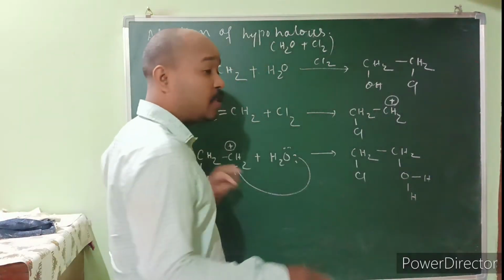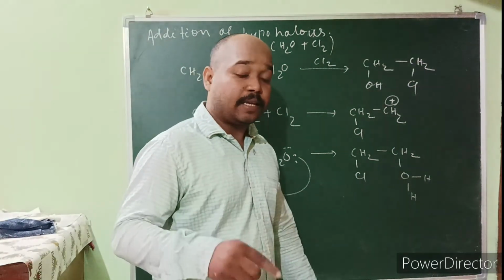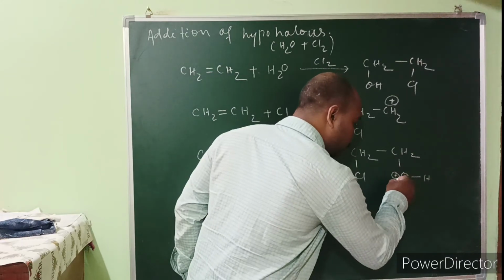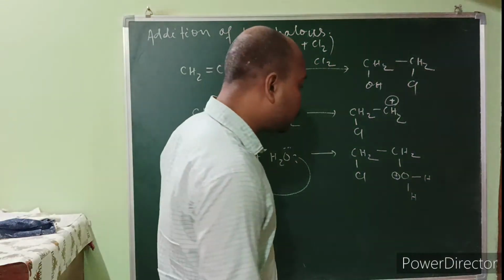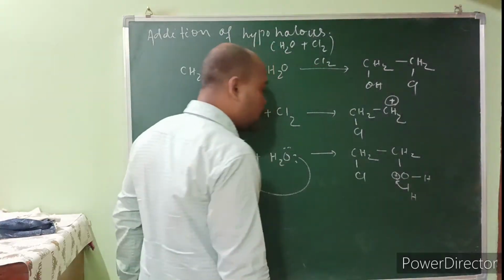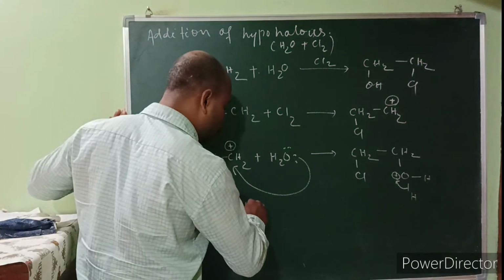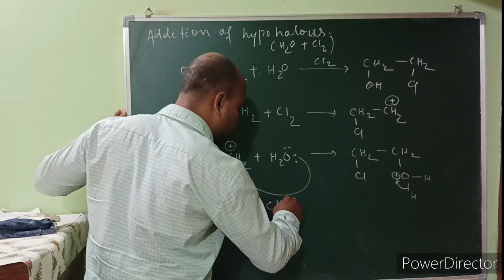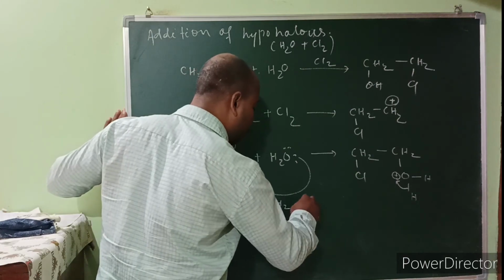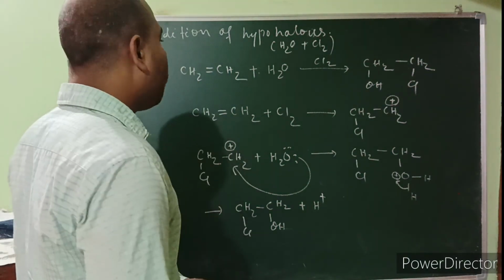Now as oxygen shares its lone pair to form a bond, the electron density decreases on oxygen, so it will carry a positive charge, and as it is carrying a positive charge, it will withdraw an electron from the nearest bond. So our product will be CH2 Cl CH2 OH plus H+. This is called addition of hypohalous acid.